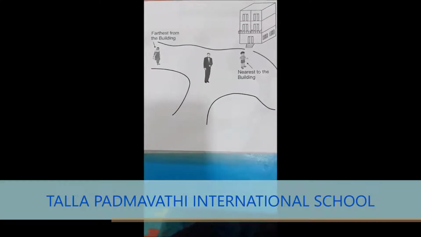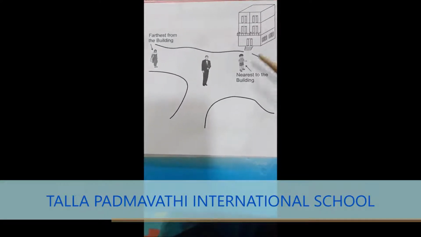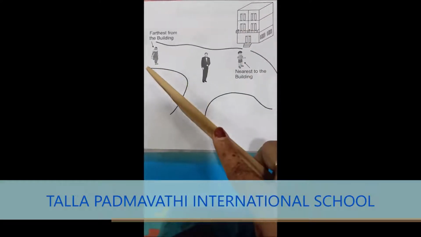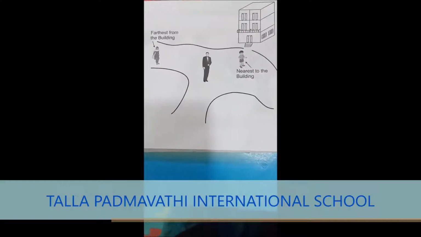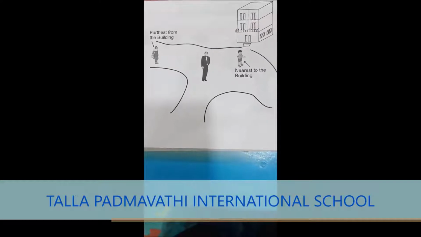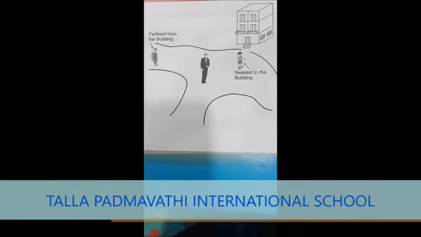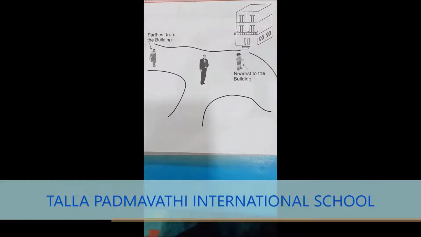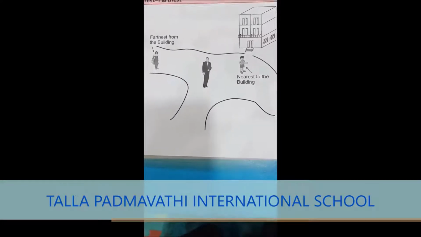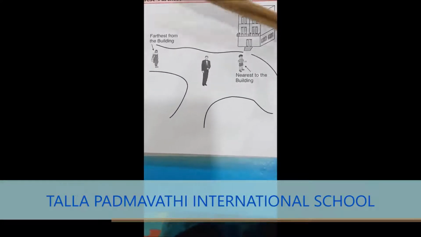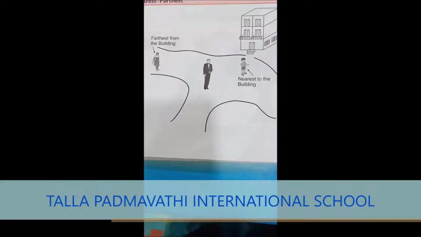So in this picture, you can see a building, a boy, a man and a woman standing. Can you tell me who is the nearest to the building? Yes, the boy is nearest to the building and the woman is farthest from the building.